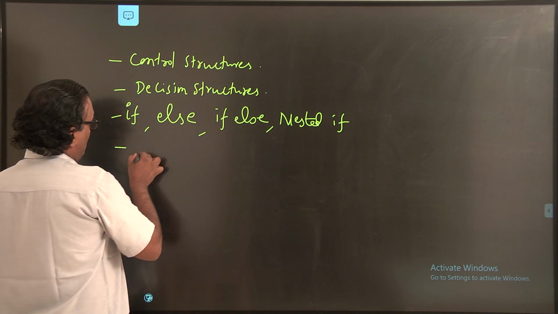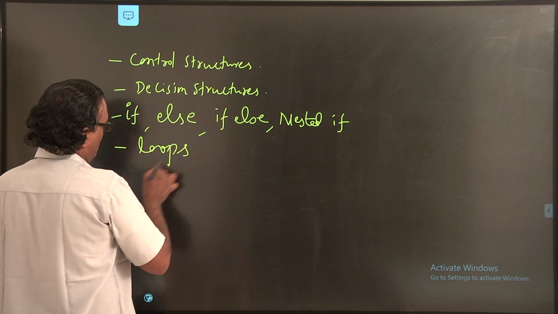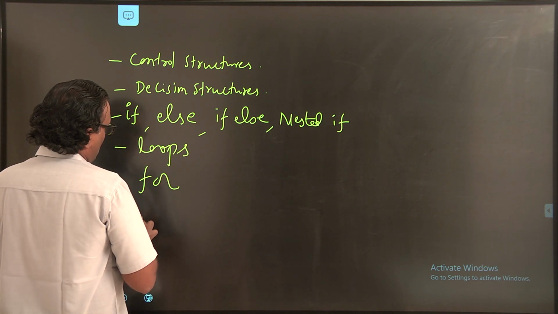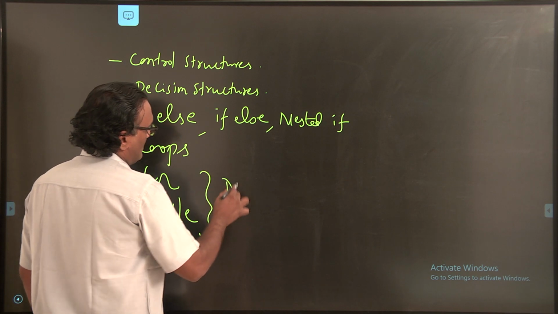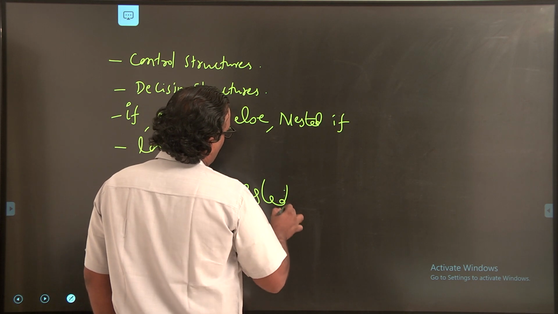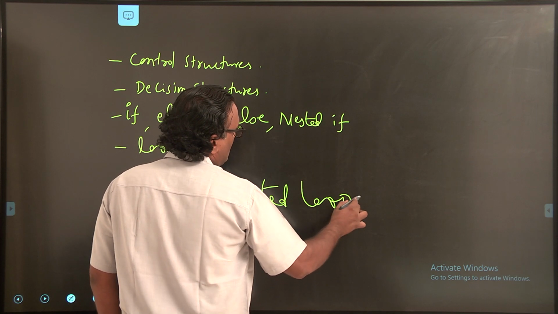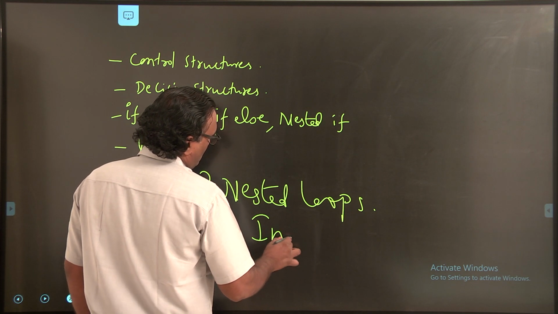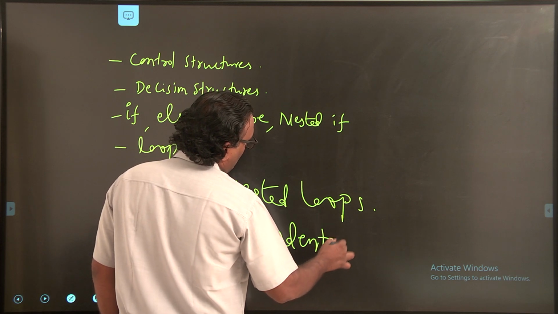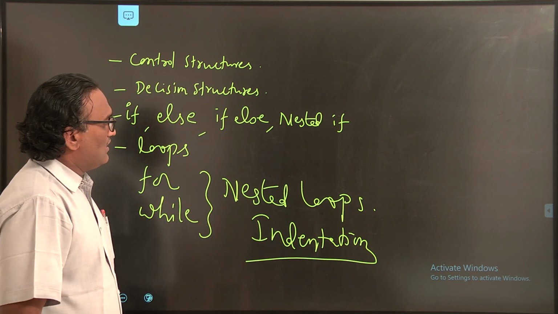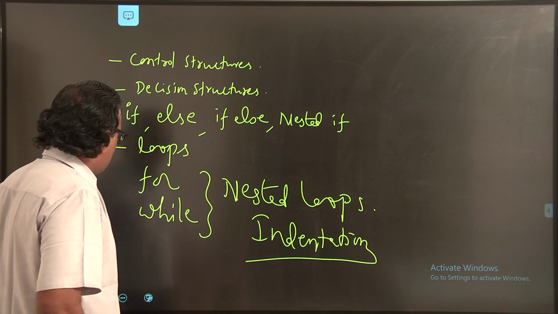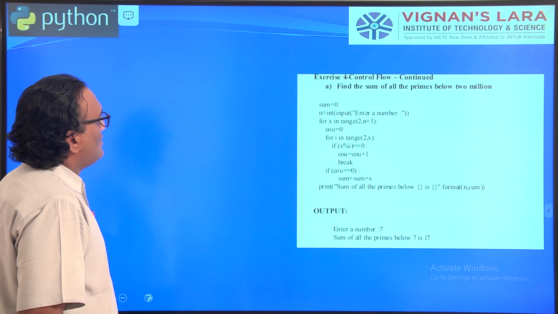We also discussed loops: the for loop, the while loop, and nested loops. For all of these, what you are supposed to know is indentation. That is the main thing. Now, we'll see more applications of this in today's class.